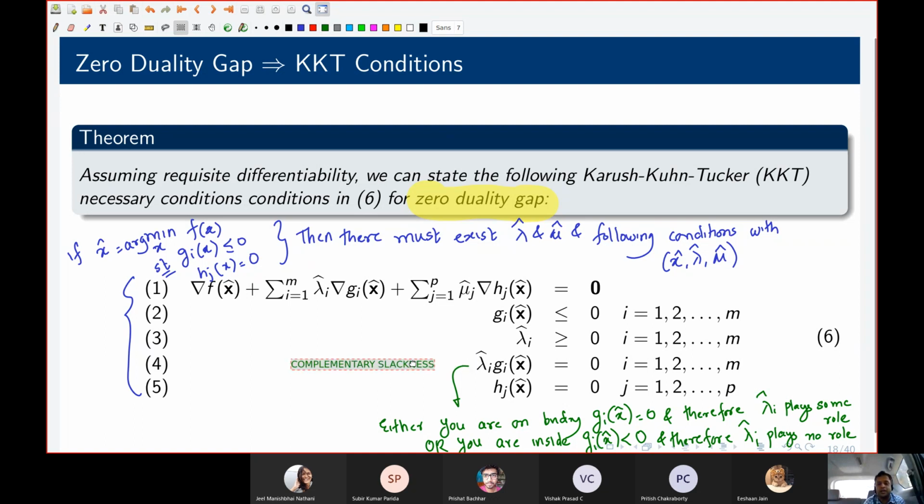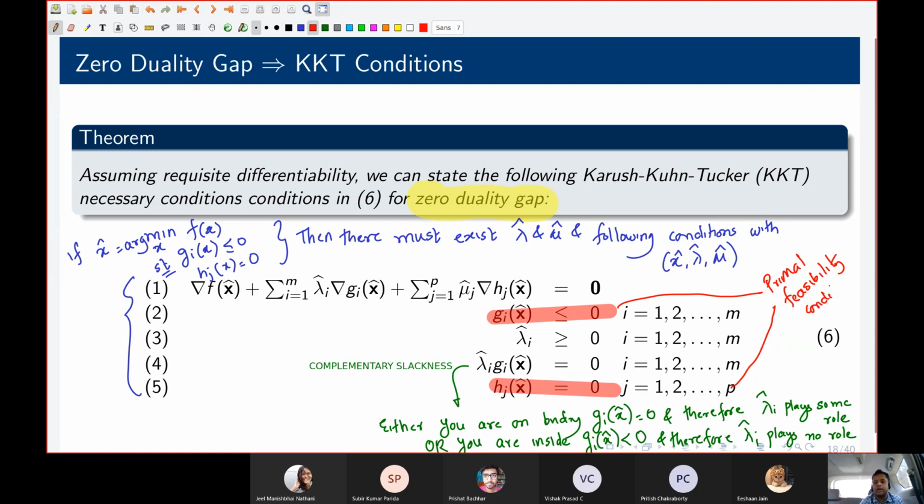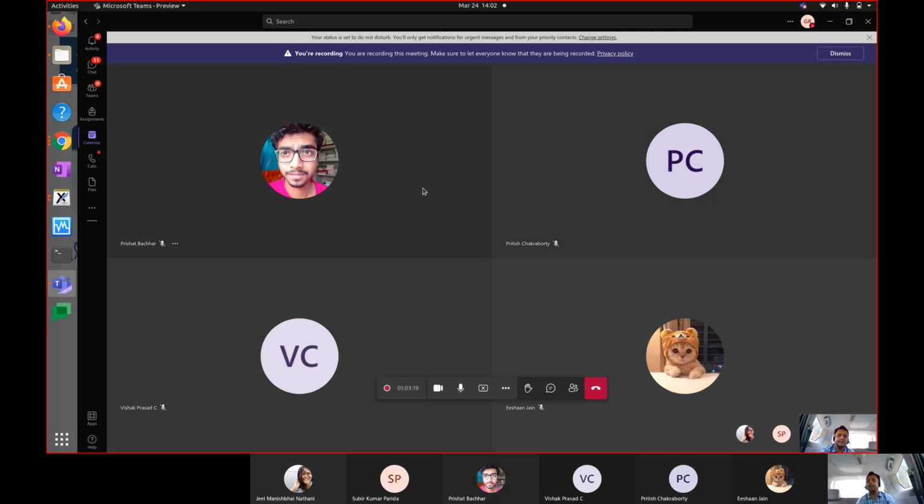If you look at g_i(x hat) less than or equal to 0, this is what we had been marking in red earlier, and h_j(x hat) equal to 0, these are simply feasibility conditions, primal feasibility. Any questions? Let me know, otherwise we'll proceed. This is the necessary condition.